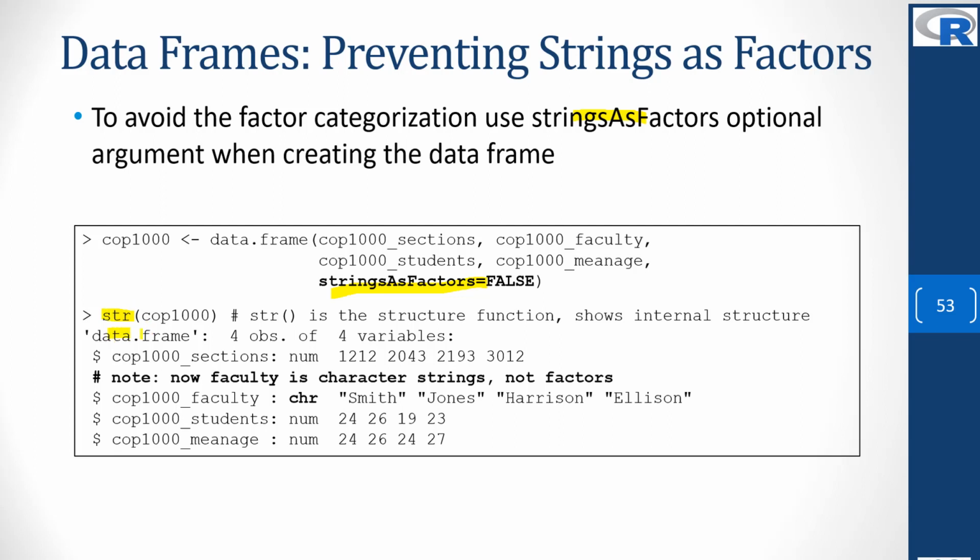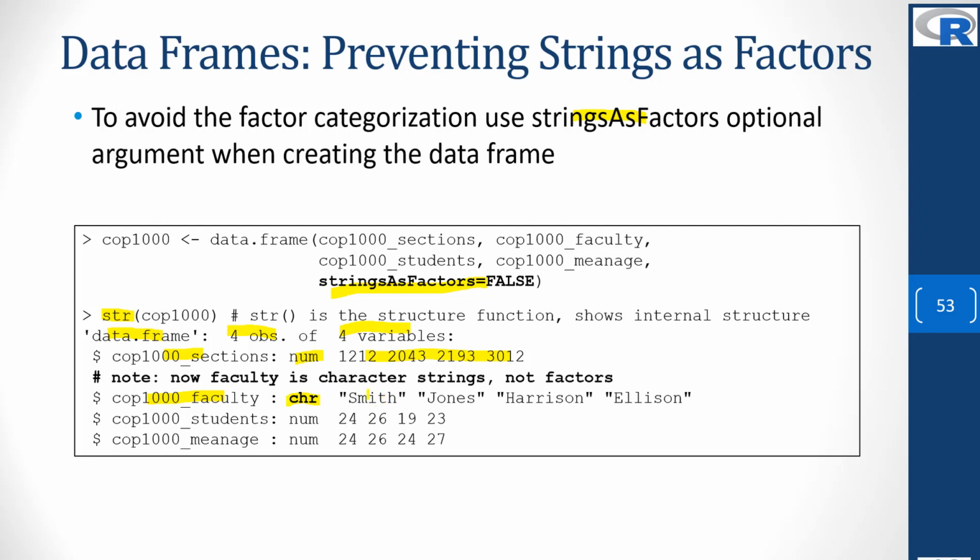You see it's indicating we have a data frame, 4 observations, which is basically 4 rows of data. Observation is a row of data of 4 variables. That corresponds to the columns. So we have COP1000 sections. That's our vector with the numeric values here, and you see it's interpreting those as numbers. And you see here for faculty, it's now interpreting the names as character strings instead of factors. So now it's just plain old character data.